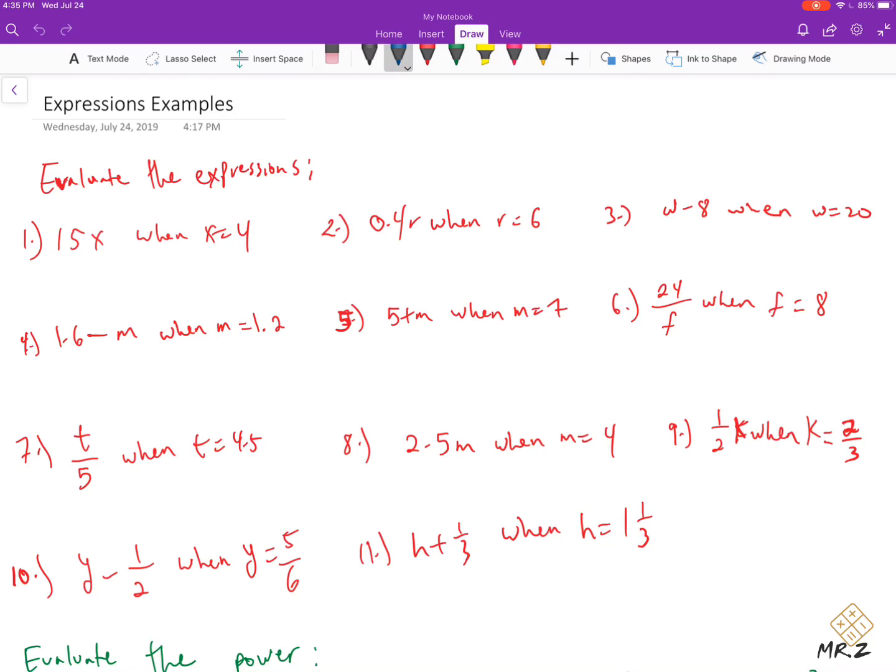15x when x equals 4. Again, we're just evaluating the expression. The word evaluate just means solve. So 15x means 15 times x. X is 4. So 15 times 4, that is 60.